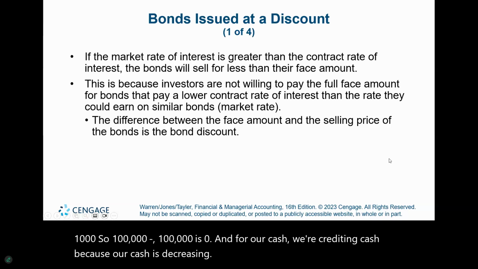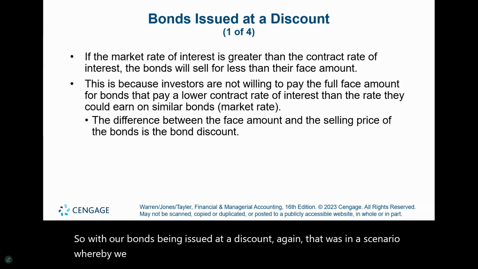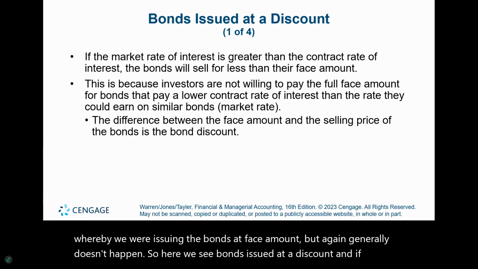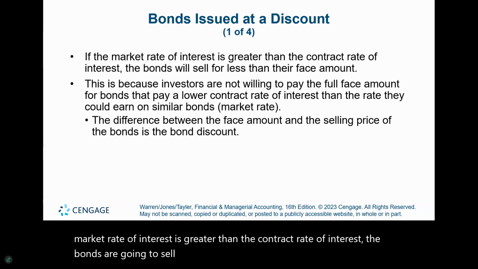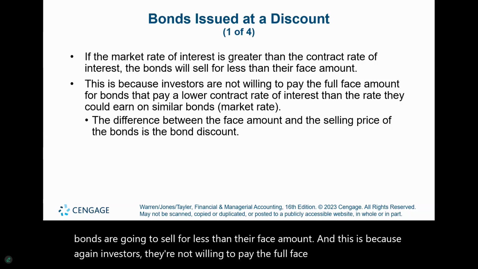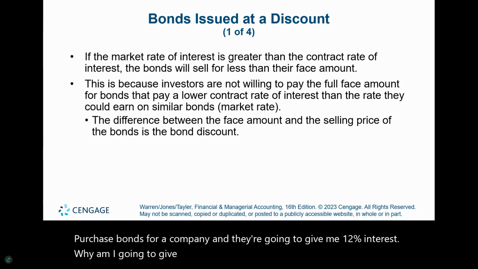So with our bonds being issued at a discount, again, that was in a scenario whereby we were issuing the bonds at face amount. But again, that generally doesn't happen. So here we see bonds issued at a discount, and if the market rate of interest is greater than the contract rate of interest, the bonds are going to sell for less than their face amount. And this is because, again, investors are not willing to pay the full face amount. If I can go into the market, purchase bonds for a similar company and they're going to give me 12% interest, why am I going to give you my money when you're only giving me 10% interest? Just doesn't make sense, right?